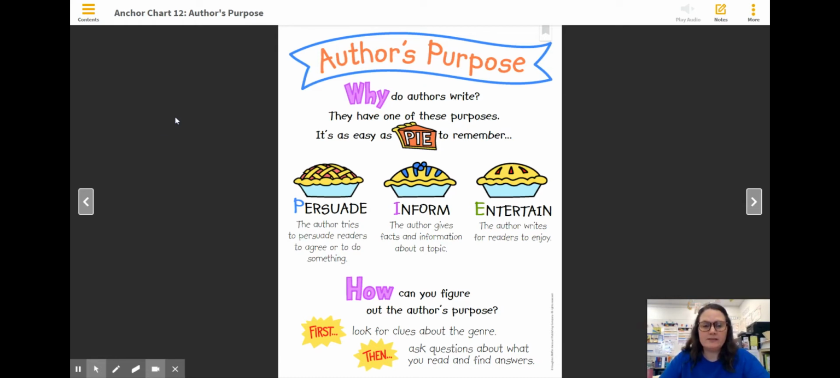An author is the person who wrote the text. So, why do authors write? Well, they have one of three reasons or three purposes. It's easy as pie to remember. Look how we spell pie, P-I-E. The P stands for persuade, the I stands for inform, and the E stands for entertain. Now, those are really big words. What do those words mean? Well, let's look at it a little bit closer.